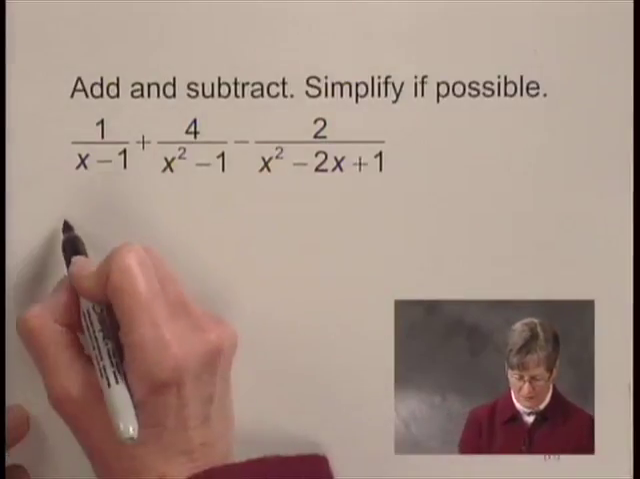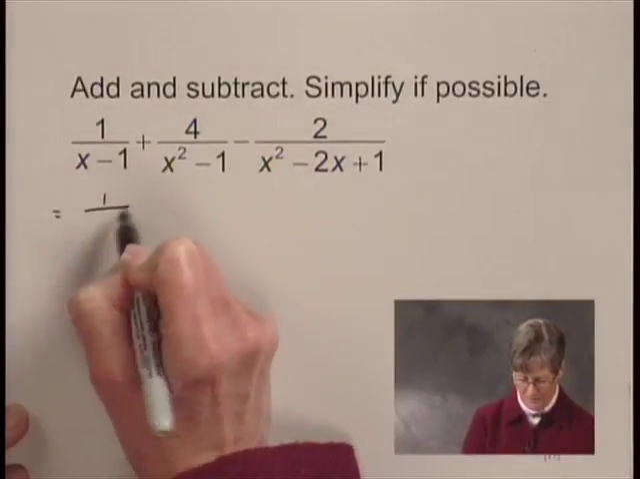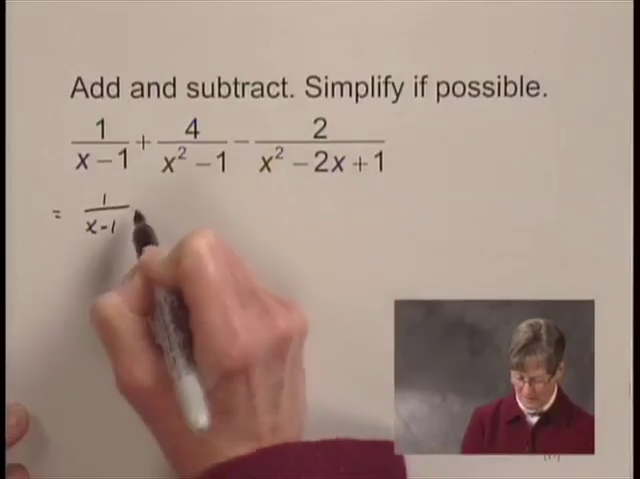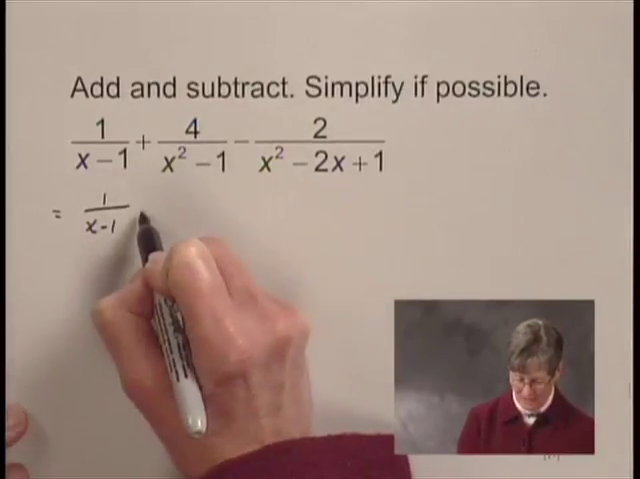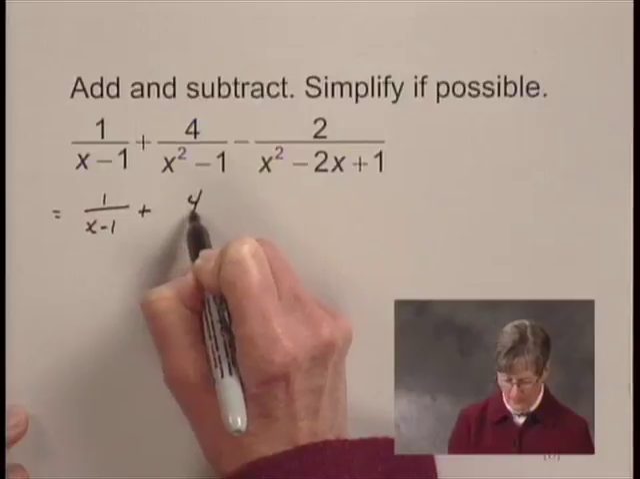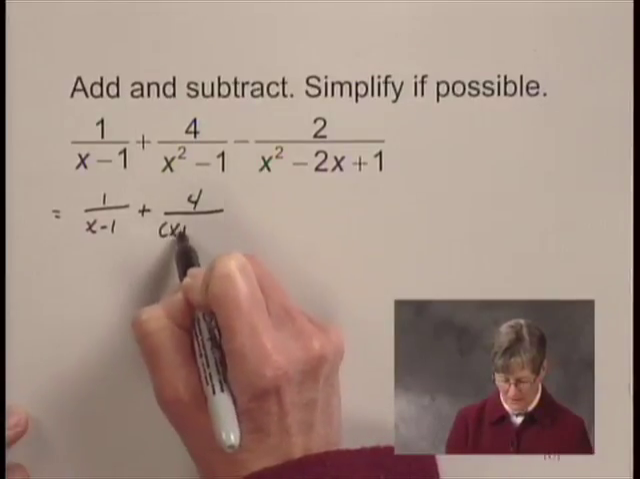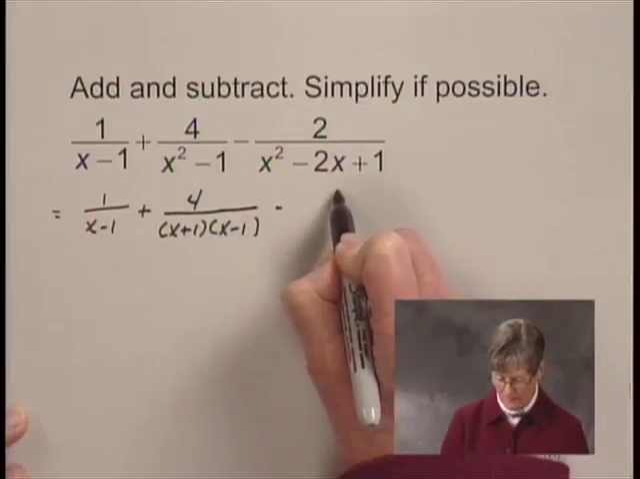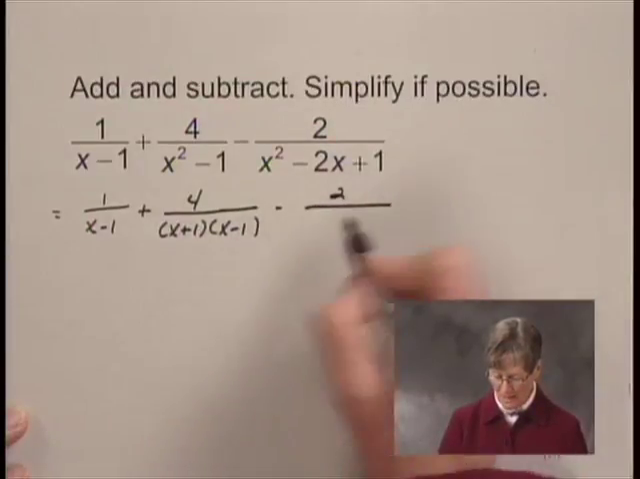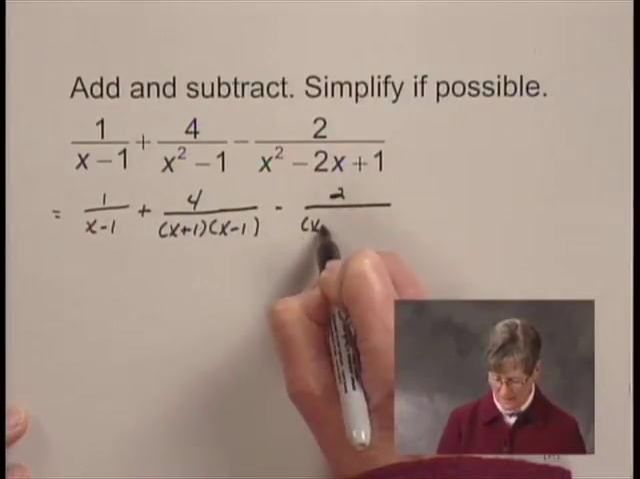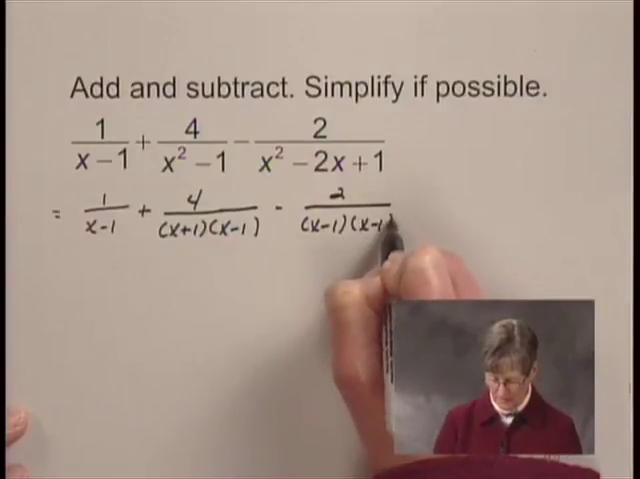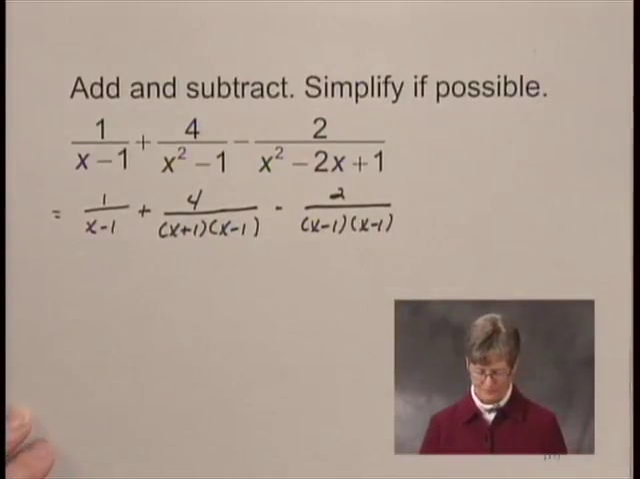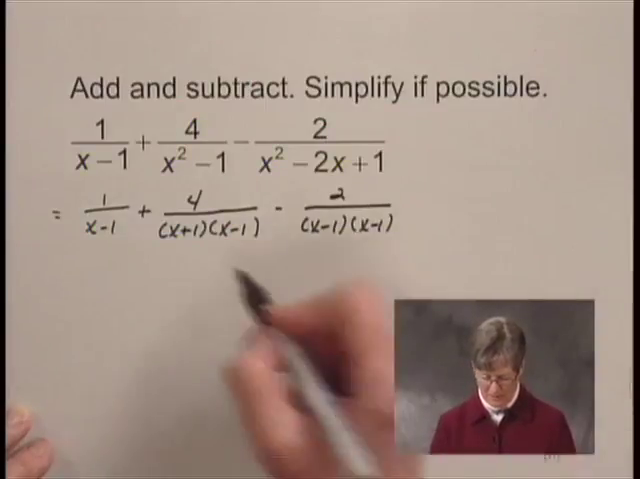And to do that, I will factor each denominator. 1 over x minus 1 can't be factored any further. X squared minus 1 is x plus 1 times x minus 1. And x squared minus 2x plus 1 is x minus 1 times x minus 1. Now we need to find the least common denominator.